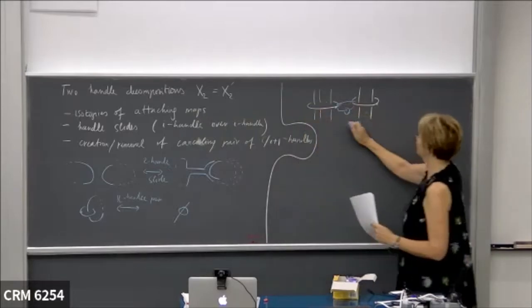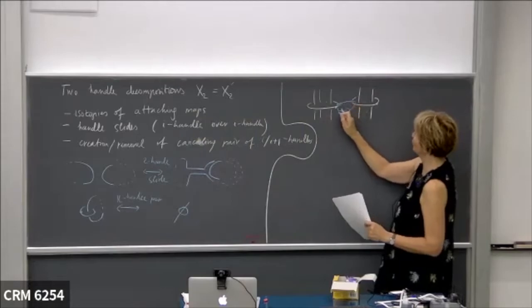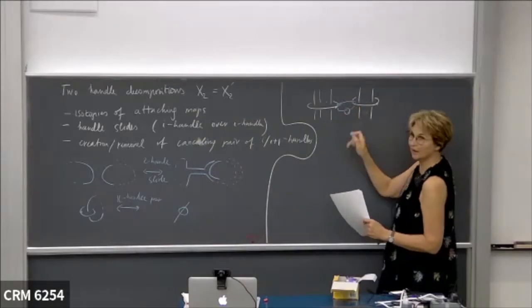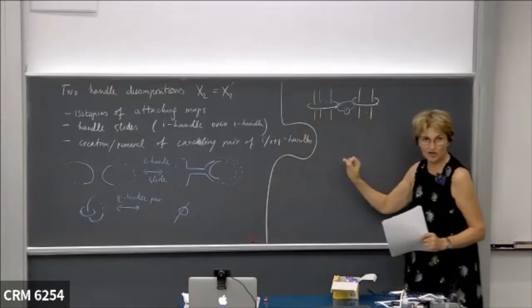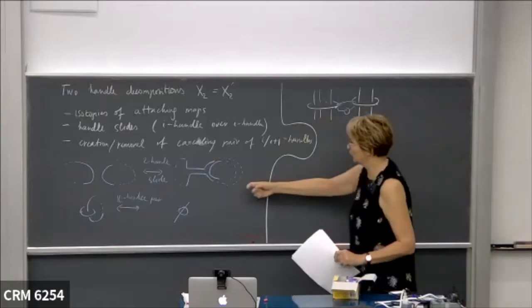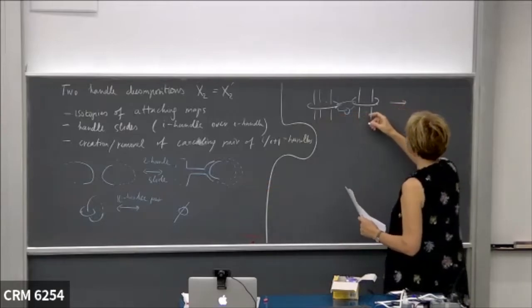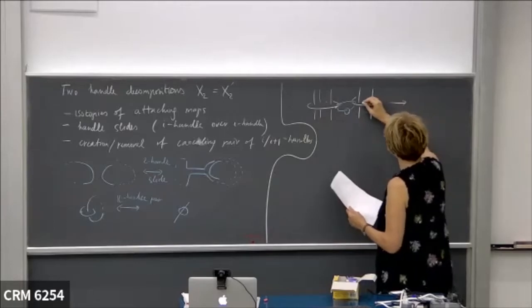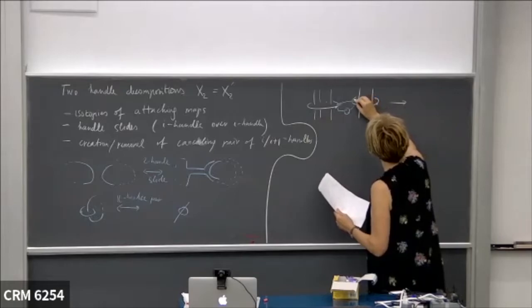Okay, so this doesn't change my diagram. You agree, yeah? Because whatever this component does, it just goes into this one dotted meridian. So by this move, I can remove it, so I didn't change anything. But now I can make two handle slides, and I can slide every one of these by a two handle slide. I can slide it like this.